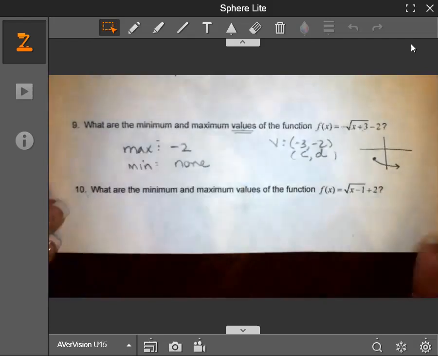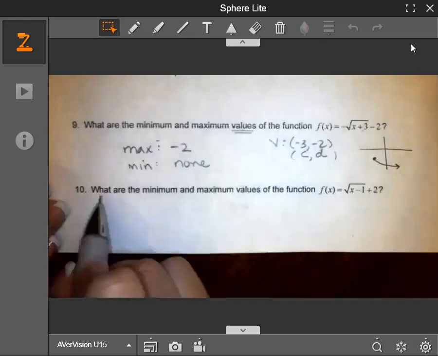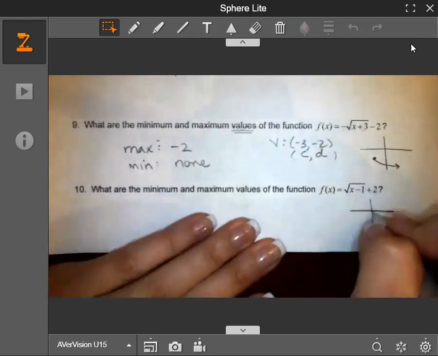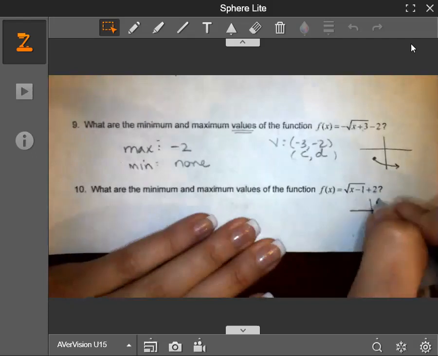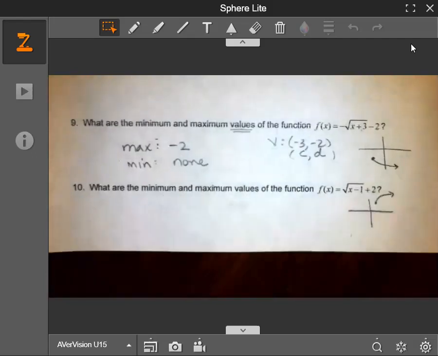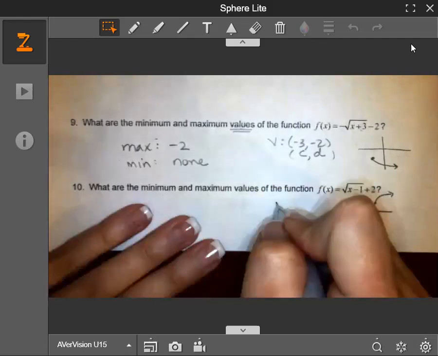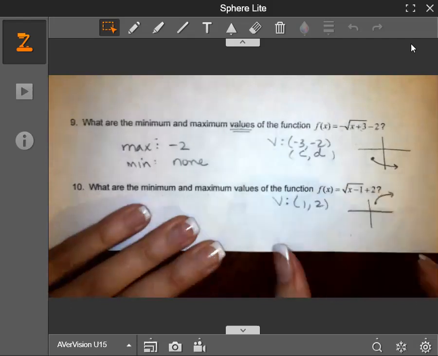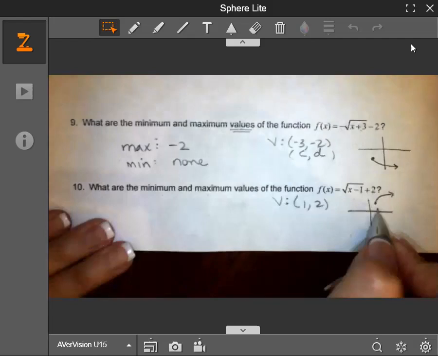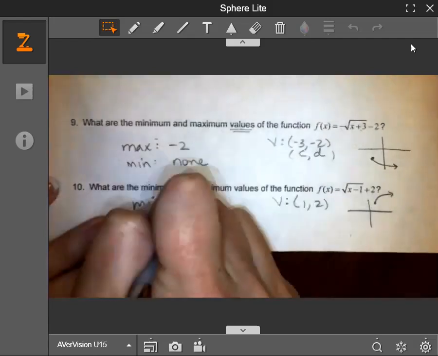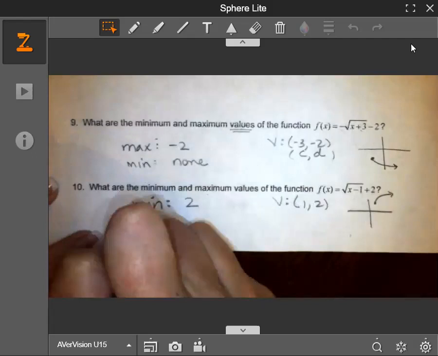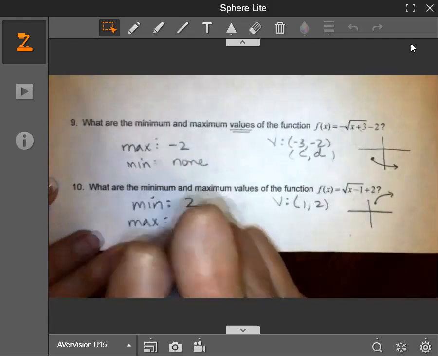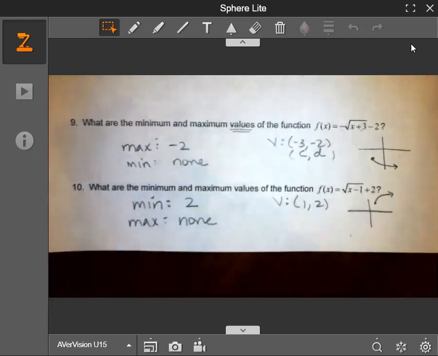All right, what are the minimum and maximum values of this one? We've got a right 1 and up 2. So right 1, up 2. This one has no reflection, so it's going to go in the same direction as our parent function. The vertex for this one here would be 1, 2, because that's our CD value. And this is a minimum. So the minimum here would be 2. Our maximum would be none because it goes up forever. So there is the min and max information on this graph.